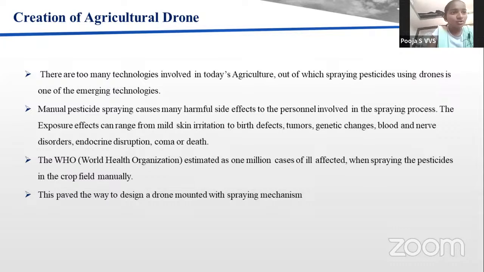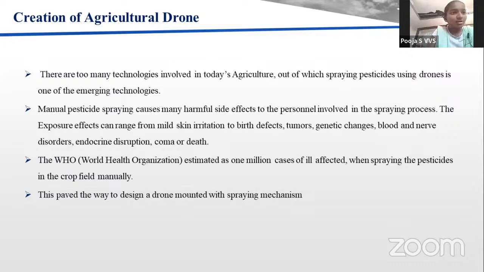I'm Pooja. I'm studying in BCom final year, presented by US Computer. Creation of agriculture drone. There are many technologies involved in today's agriculture, out of which spraying pesticides using drones is one of the emerging technologies.